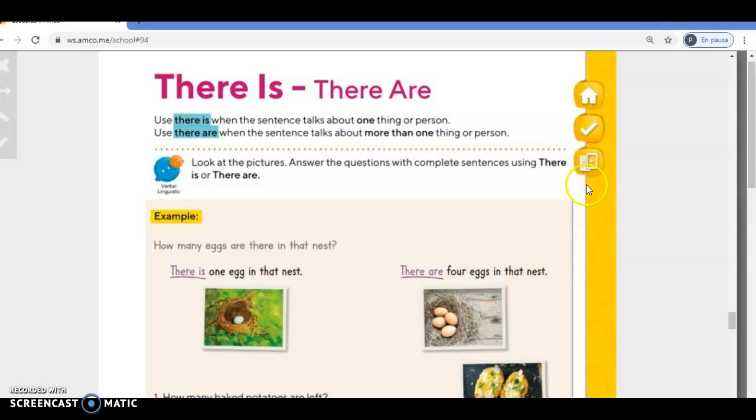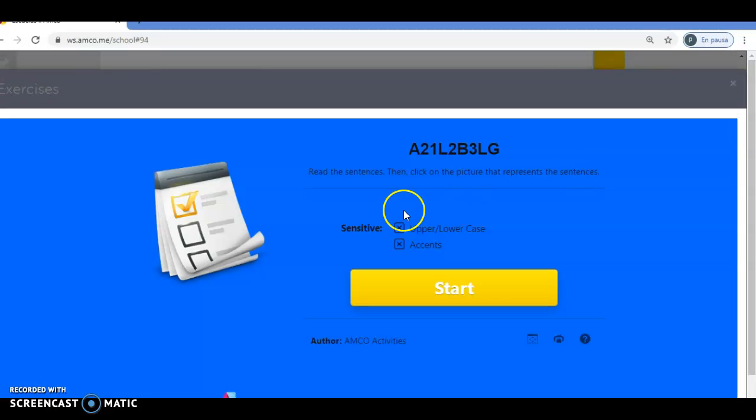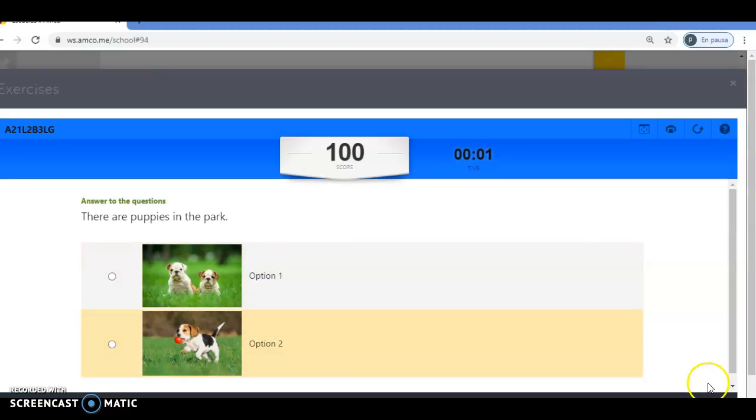We are going to play a game in order to understand this topic, and also please watch the video. Here we go. Read the sentences, then click on the picture that represents the sentences.